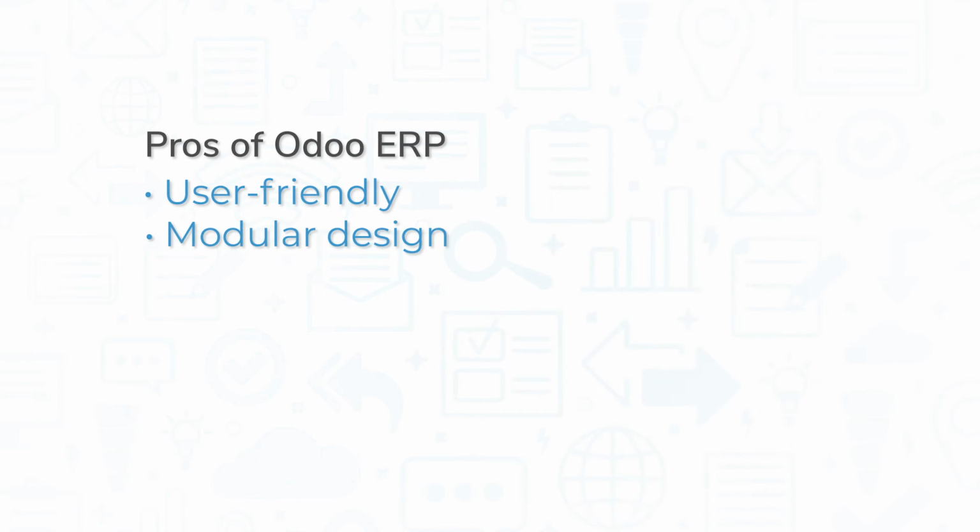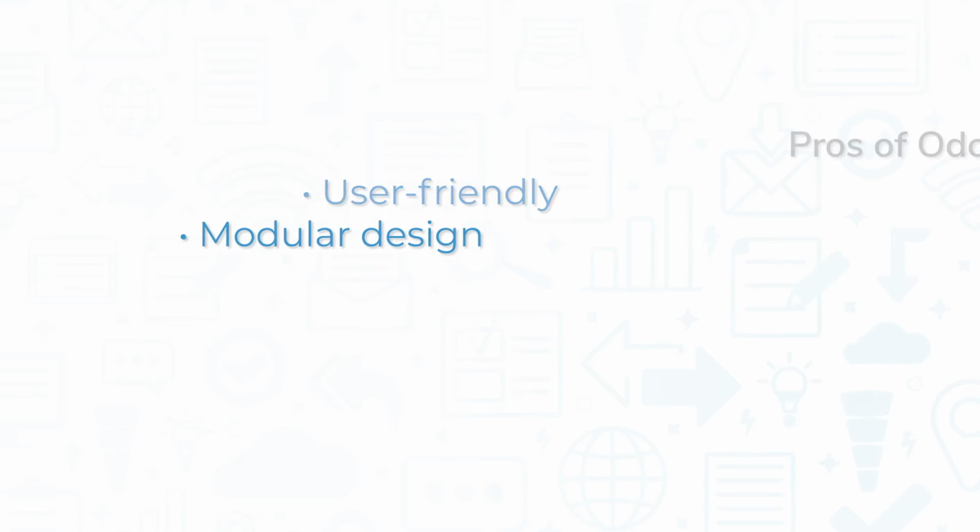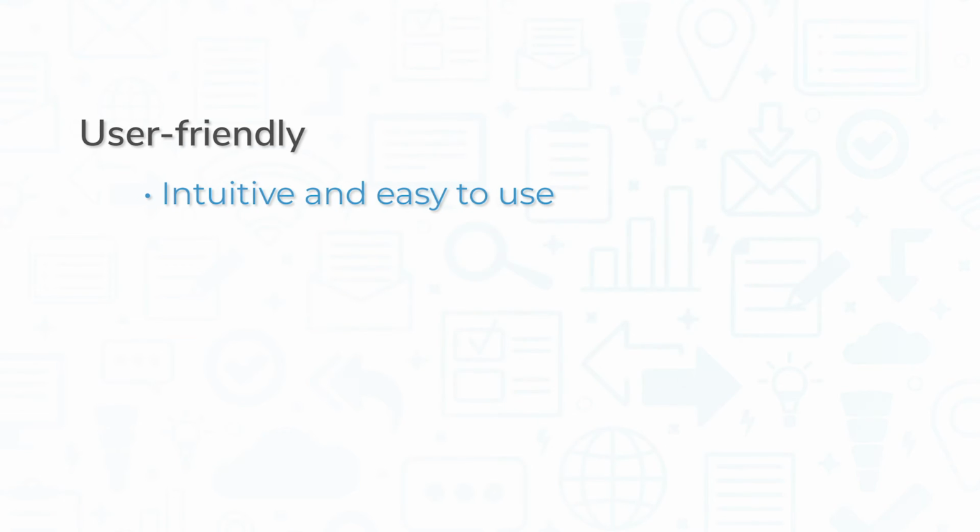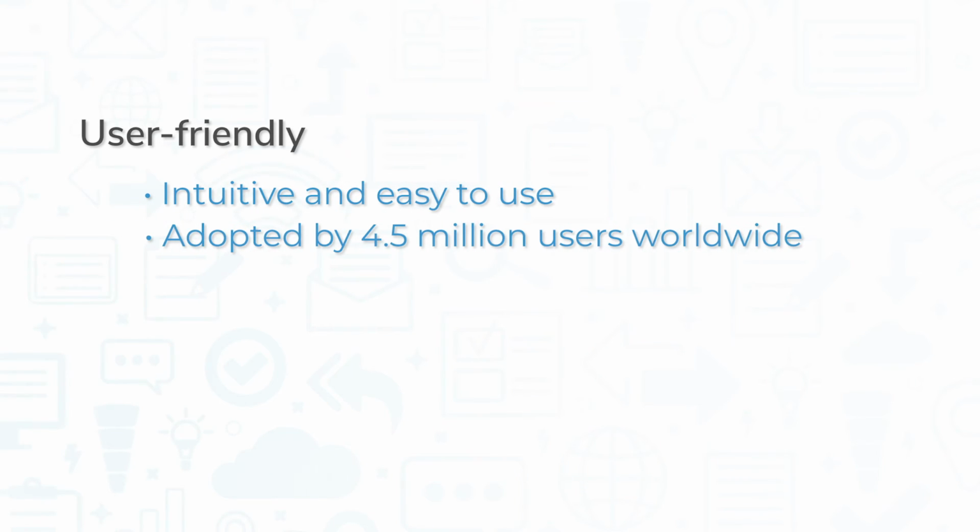There are many pros of Odoo ERP. Here are a few of them. Odoo ERP is intuitive and easy to use. It has been adopted by over 4.5 million users worldwide with different technical levels who found the solution easy to use. They access the software and integrate it with other apps without maintenance concerns because of its regular updates and smooth operation.